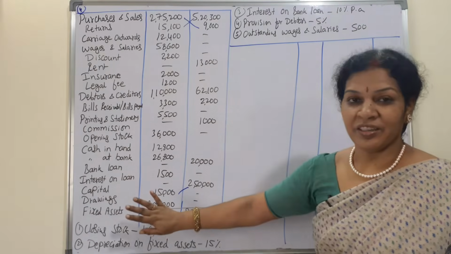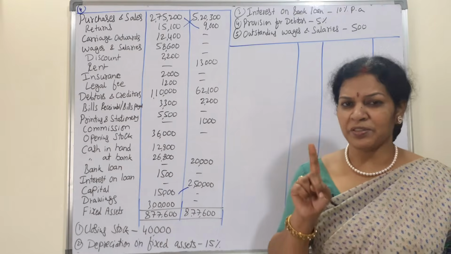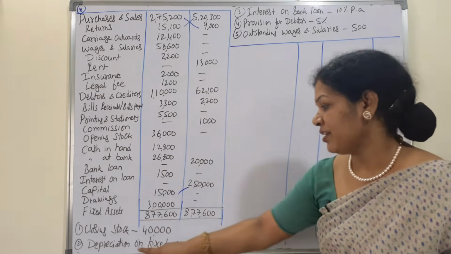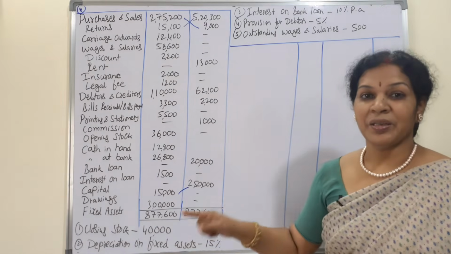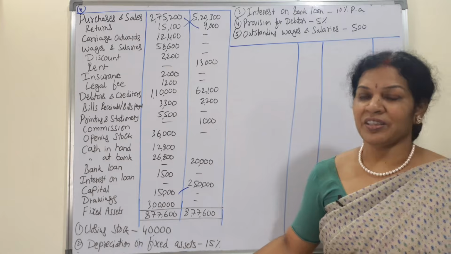So this is clear. Now coming to the adjustments. The first one is closing stock. It appears two times: once on the credit side of the trading account, and second as a balance sheet asset. Depreciation is a loss; the P&L account debit side will show it, and in the balance sheet it is deducted from the fixed assets.